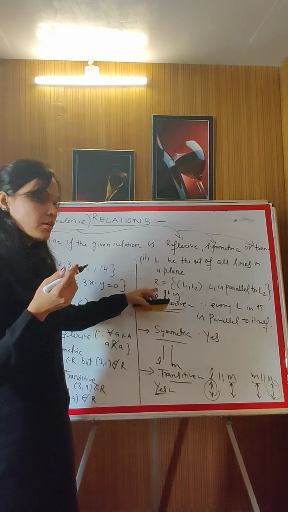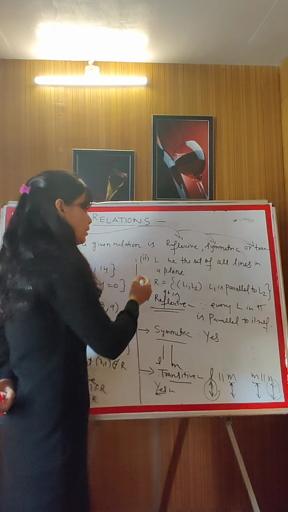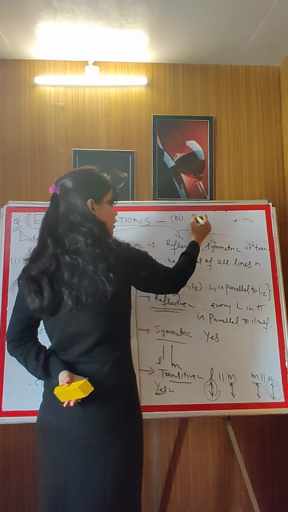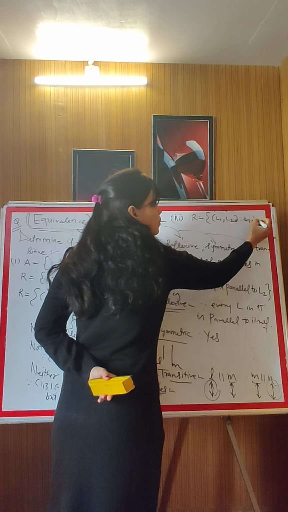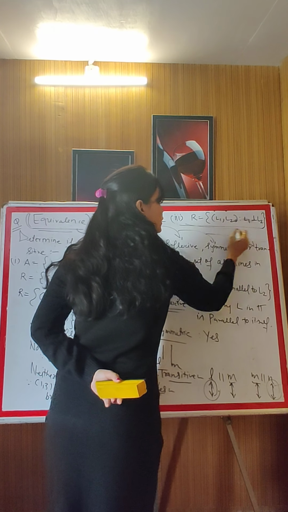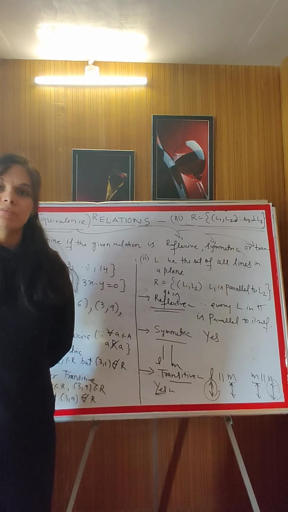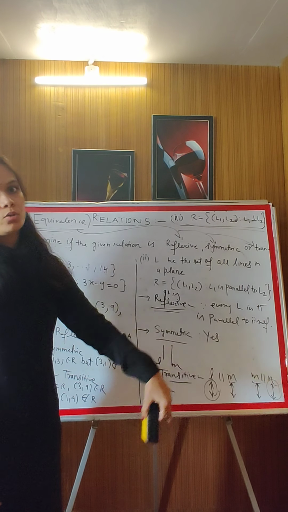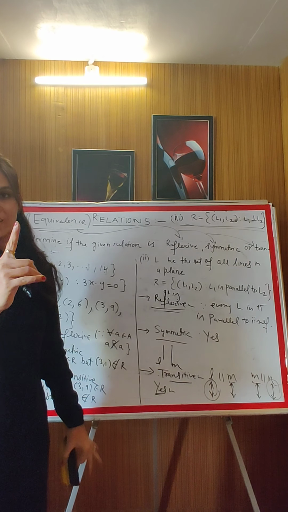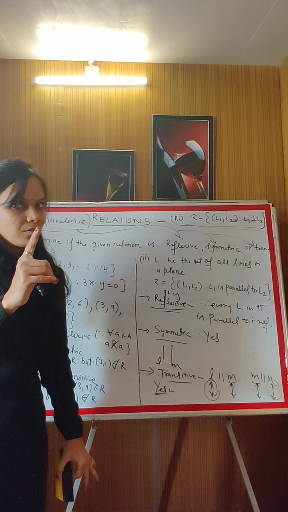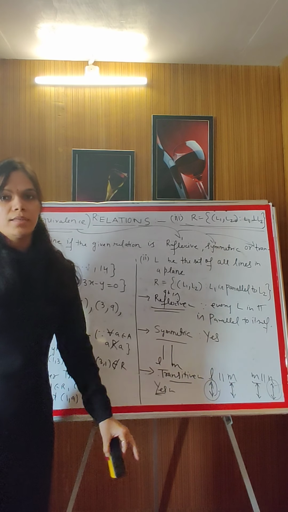Now, the next question is homework for you all. R is the set of pairs of lines such that L1 is perpendicular to L2. Check all three properties, whether the relation is reflexive, symmetric, or transitive, if the lines are perpendicular to each other. Solve this and discuss. Think along the same line: if one line is there, is the same line perpendicular to itself? I hope you got the answer. In that way, you have to think for all three relations and then discuss.